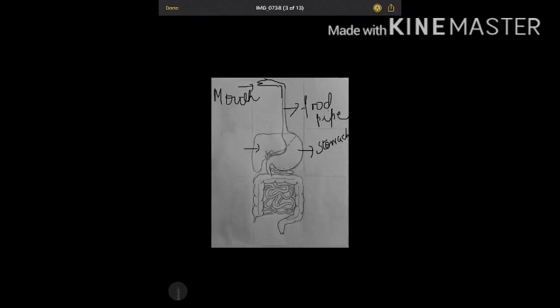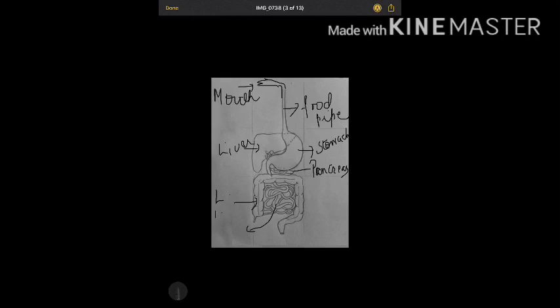Right. This is liver. Liver and pancreas have a very important role in digestion. They give out juices which help in the digestion of the food. Okay, pancreas. Now this is the small intestine and this one is the large intestine.